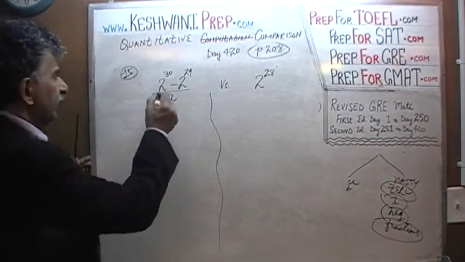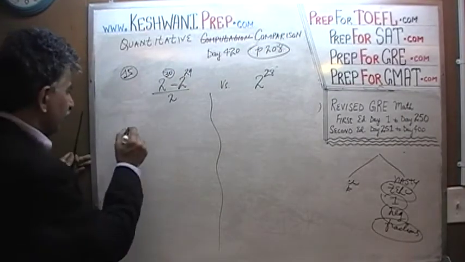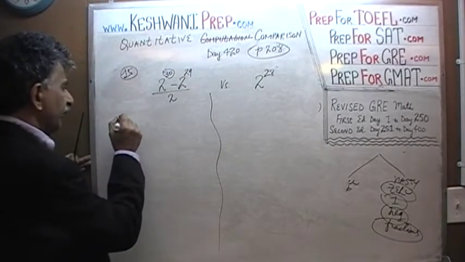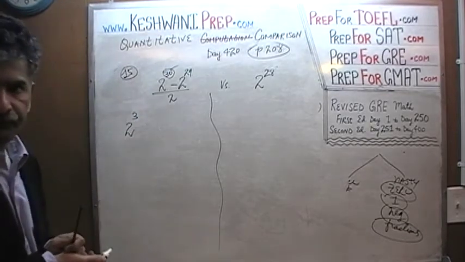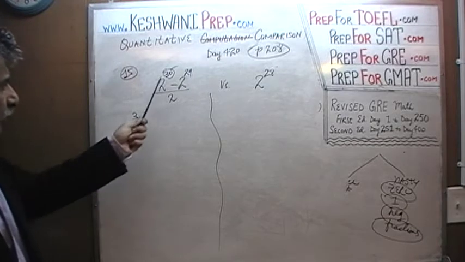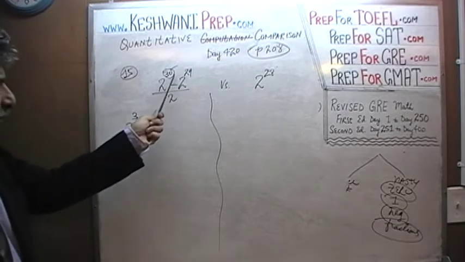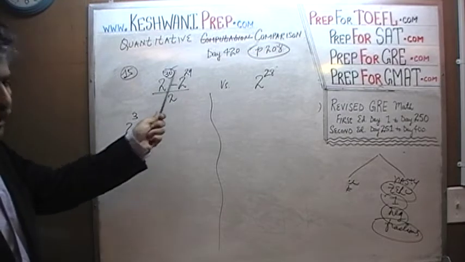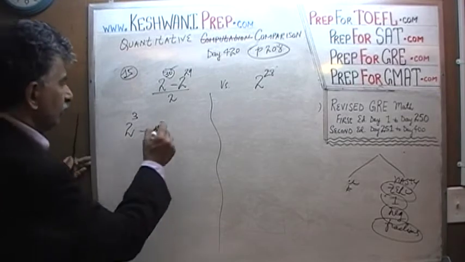Here's what you do. You see, they're telling us 2 raised to 30. 2 raised to 30 is a very huge number. Let's make up a small, simpler version here. Instead of 2 raised to 30, let's make it 2 raised to 3. So what did we just do? We subtracted 27 from the power. Instead of 30, we have 3. We're going to subtract 27 from the other exponents too. So instead of 2 raised to 29, it'll be 2 raised to 2.